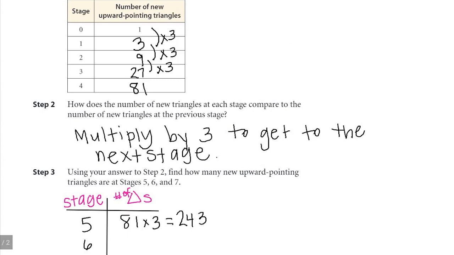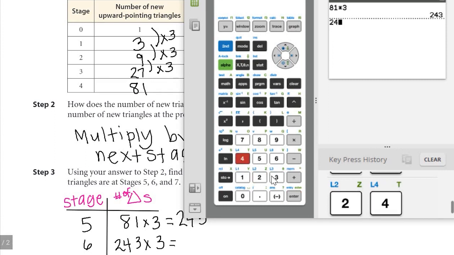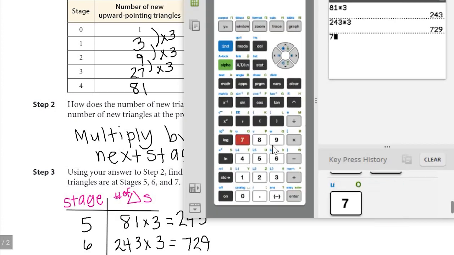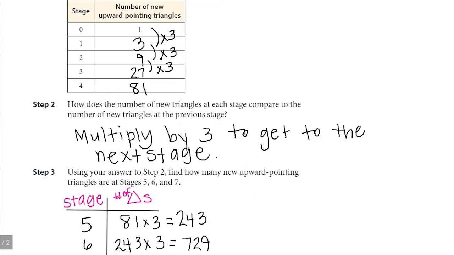And then, again, to get to the next stage, we take the previous answer and multiply it by 3. So 243 times 3 equals 729. And then again, we take the answer from the previous step and multiply it by 3 to get to the next stage. So 729 times 3 gives us 2,187. And then we can just keep on going from there.